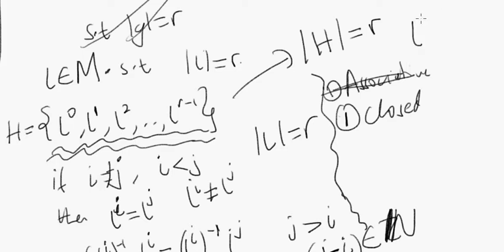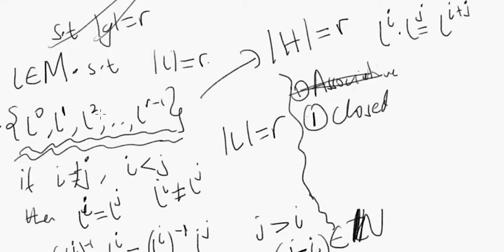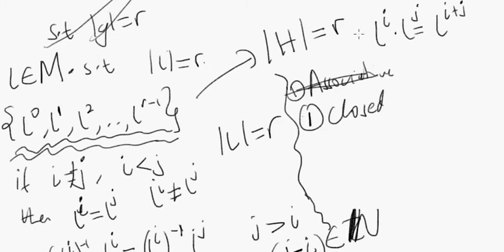If we got some L to the i, where i is one of these powers, 0, 1 to R minus 1, and multiplied by some L to the j, where j is some power between 0 and R minus 1, what's the product going to give us? Is it going to give us L to the i plus j? Well, is L to the i plus j necessarily going to give us some element in the set H? That would be closure: if you multiply two things, you get something in the set. So, would this give us something in the set?